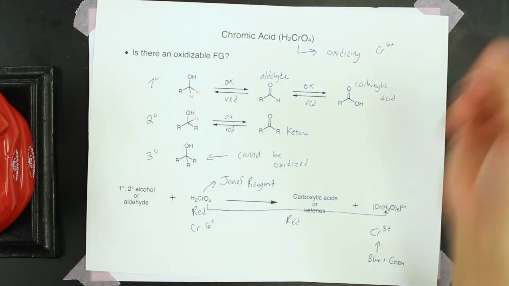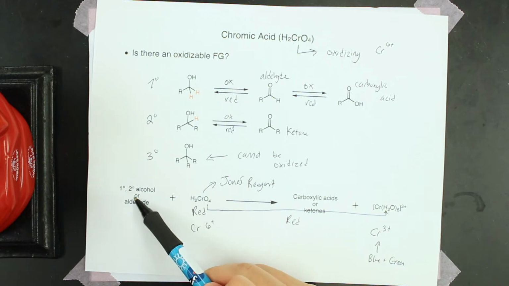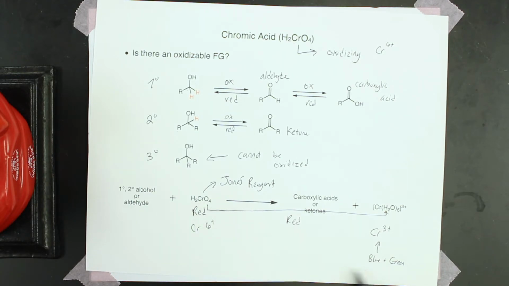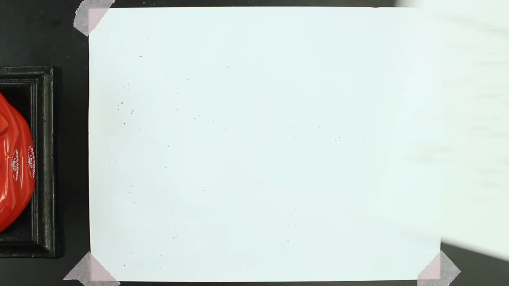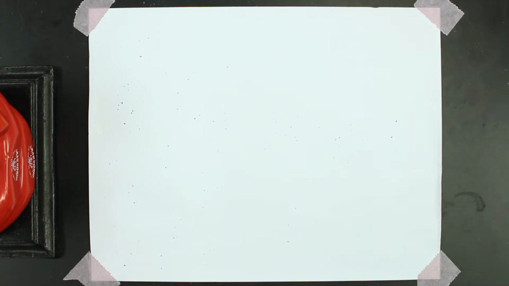So to detect for a positive test, if you mix these two together, your unknown and chromic acid, and you observe that it goes from red to blue to green, you can conclude that there may have been an alcohol or an aldehyde. So that's sort of how the test works. The mechanism is pretty neat and worth going over.